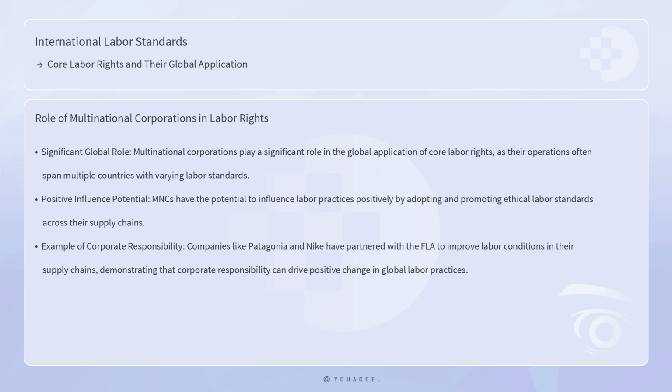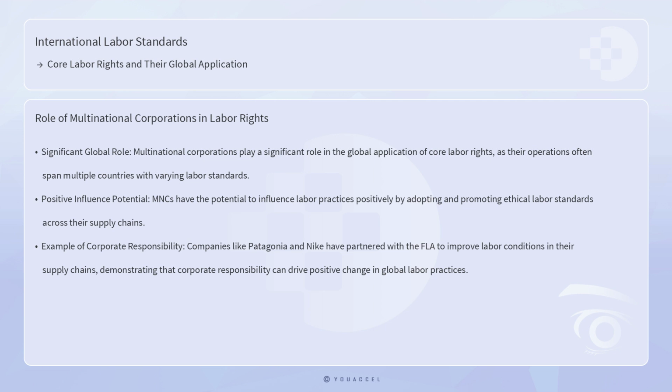Multinational corporations play a significant role in the global application of core labor rights, as their operations often span multiple countries with varying labor standards. MNCs have the potential to influence labor practices positively by adopting and promoting ethical labor standards across their supply chains.